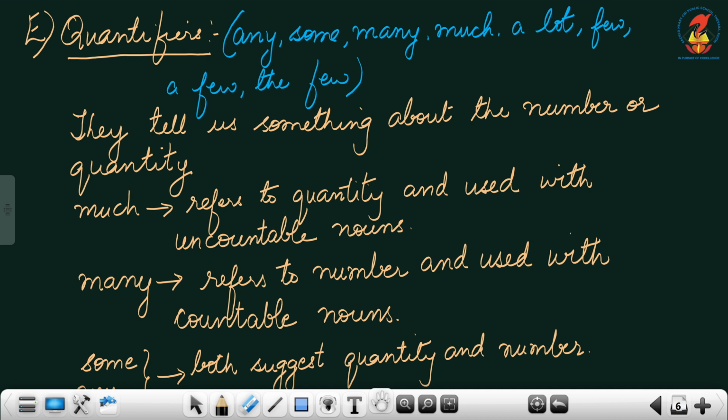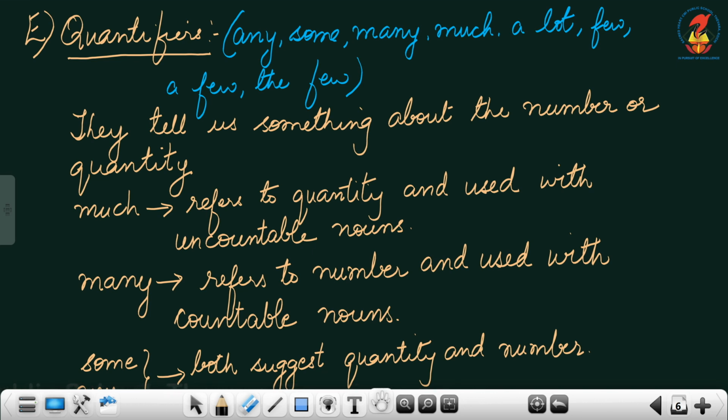The whole list is given in your textbook. You can just go through, read through it. They tell us something about the number or the quantity. Now, the main commonly used words are much, many, some, any, and the others, as I told you, you can read through your textbook, there are examples given there also.